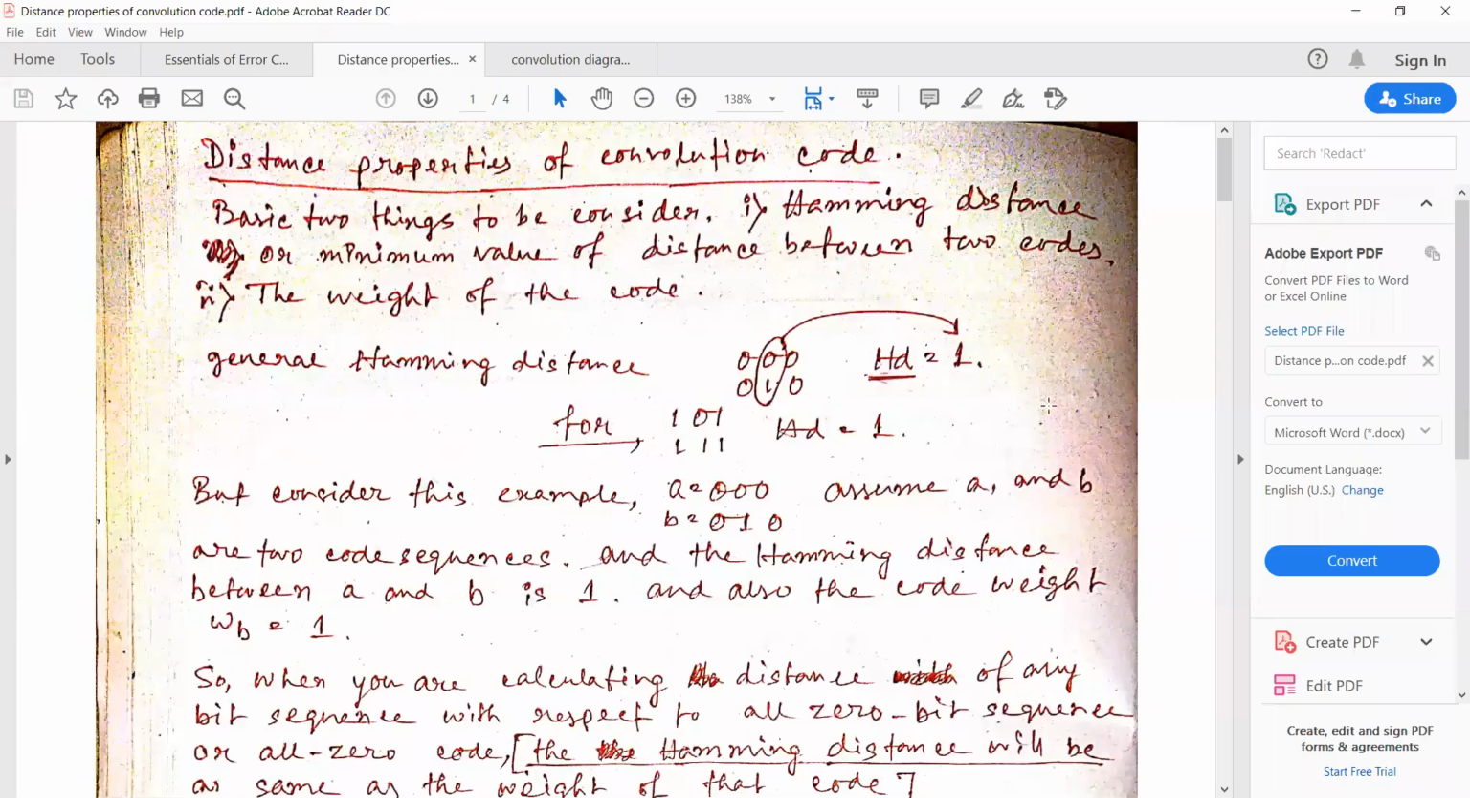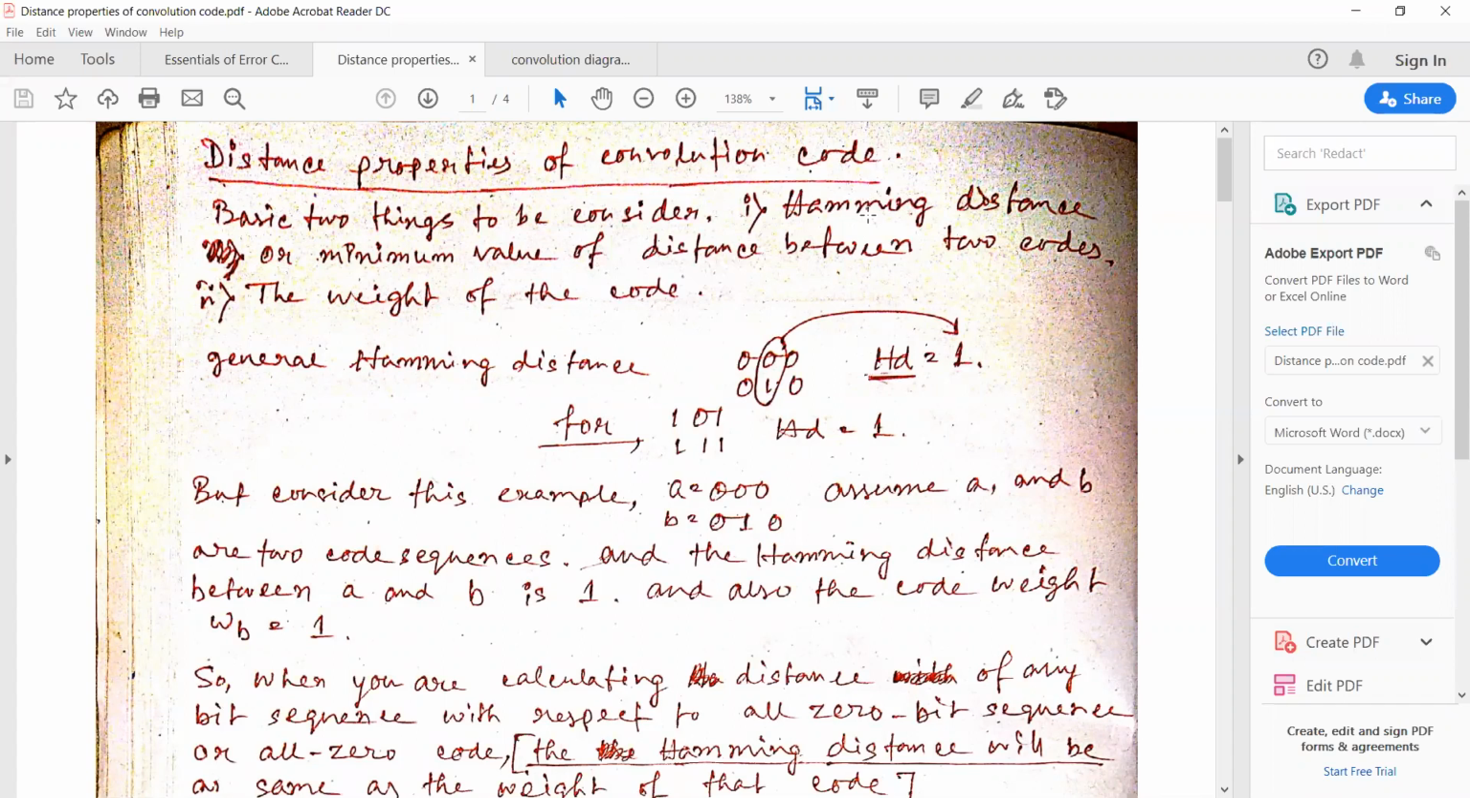Okay, so today we will study the distance properties of the convolutional code. Basically, the question will be asked in your examination: what is the minimum Hamming distance? What do you say about minimum Hamming distance? So we will see how to calculate the minimum Hamming distance from two procedures.